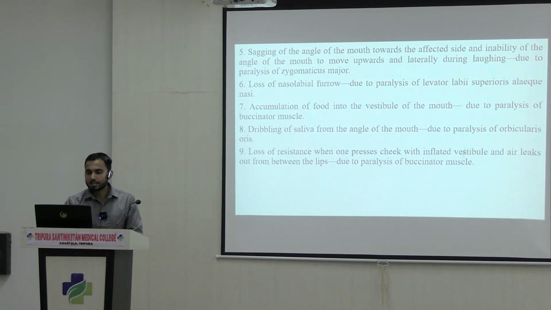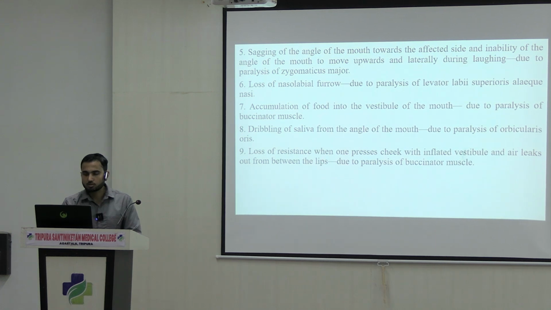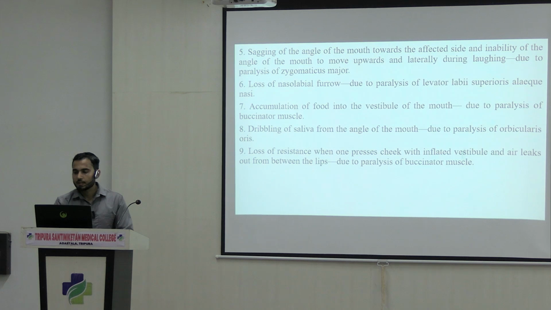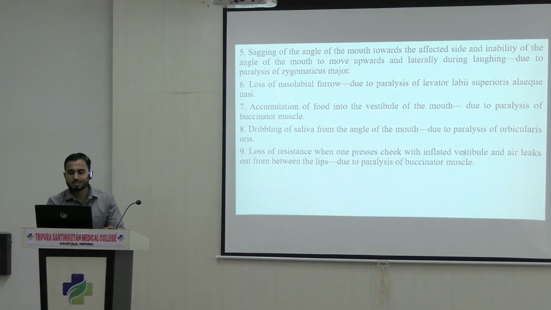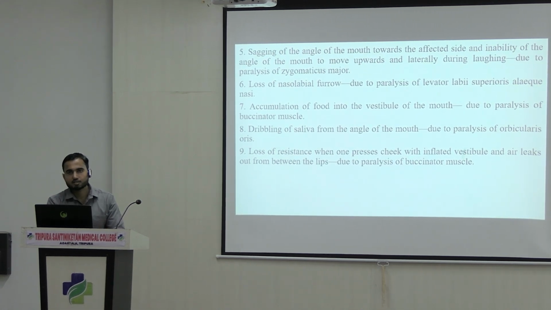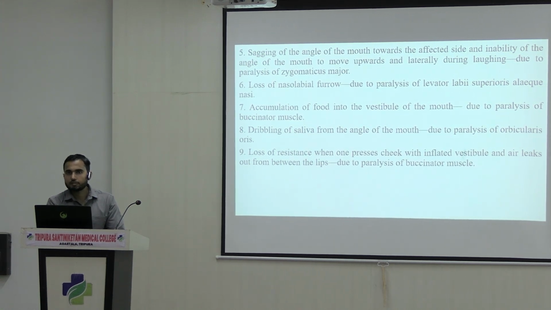So, the other is sagging of the angle of the mouth. Okay, sagging of the angle of the mouth towards the affected side. Why? Because of inability of the angle of the mouth to move upwards and laterally during laughing because of the paralysis of the zygomaticus major muscle. Okay, so when you laugh, which muscle is helping? Zygomaticus major. Okay. Next, loss of nasolabial furrow or nasolabial fold.